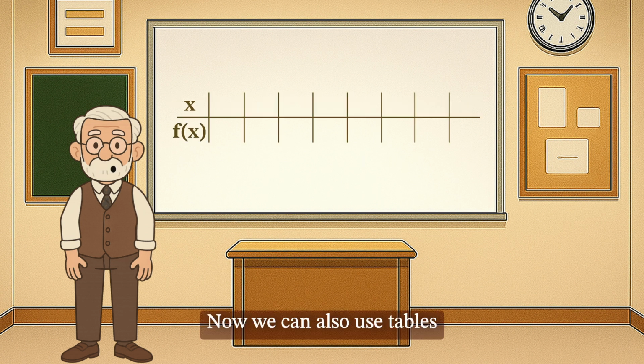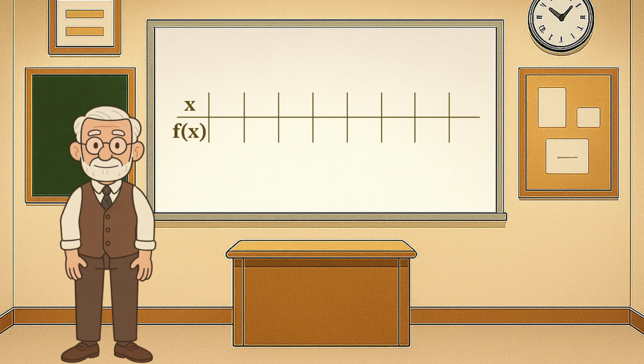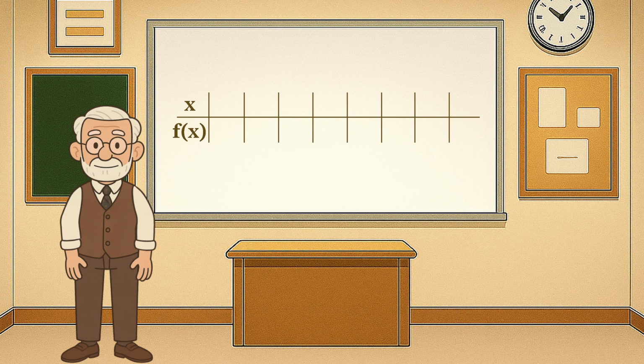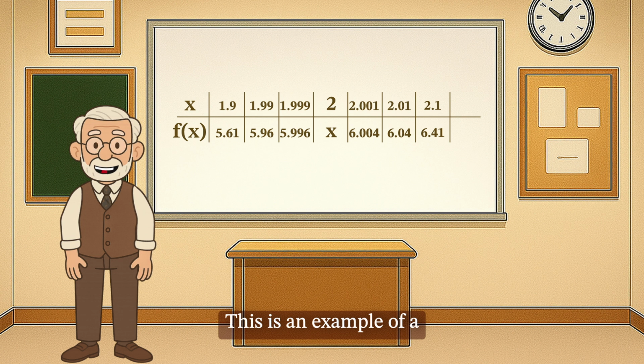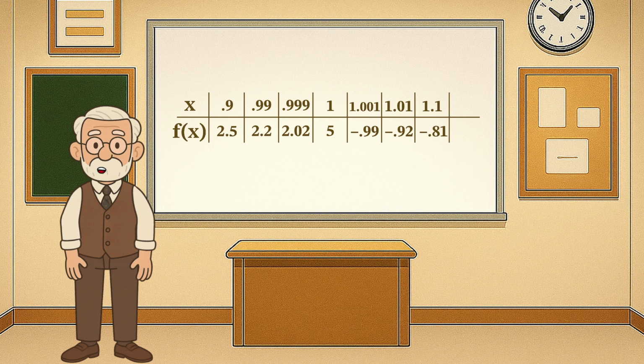Now we can also use tables to help us evaluate limits. I find that tables also help to illustrate the two-sided limit condition. Let's look at a table where the values from the left and right converge to the same number. This is an example of a limit that does exist. Now look at this other example, where the values are different from the left and right. This is an example of a limit that does not exist.